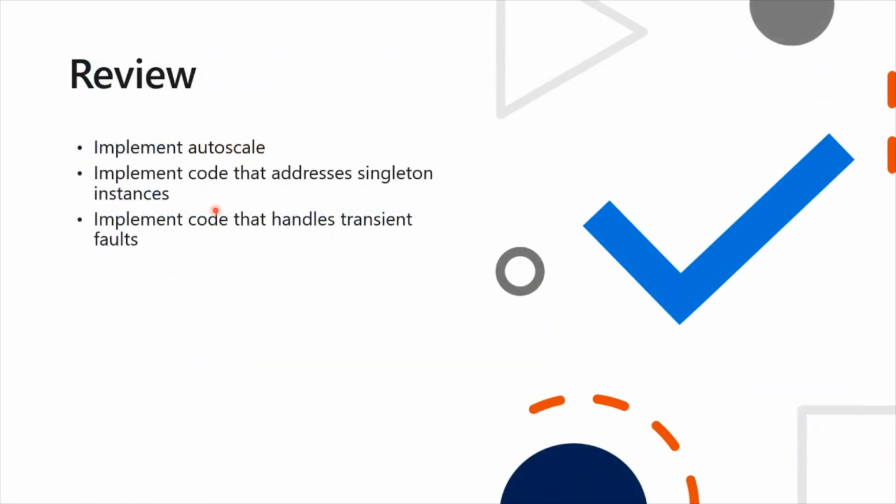So, to review, in this video we talked about implementing auto-scaling, implementing code that addresses singleton instances, and implementing code that handles transient faults. I hope you remember what we talked about, and I mentioned a demo which you should do yourself to do some auto-scaling and configure it according to your rules. You need to create some resources for that, and then you can define some rules depending on the insights on the metrics.